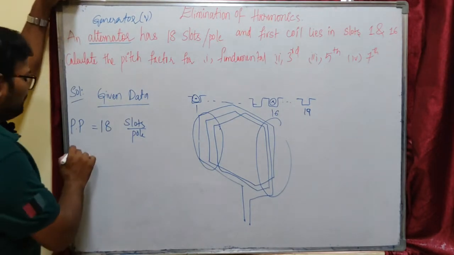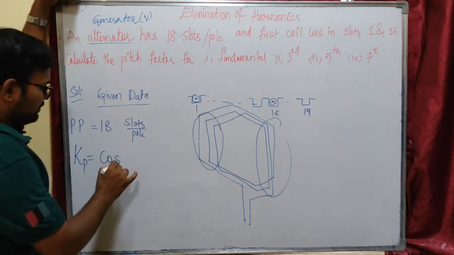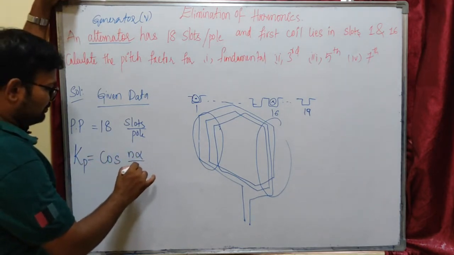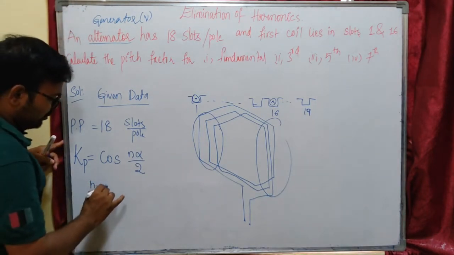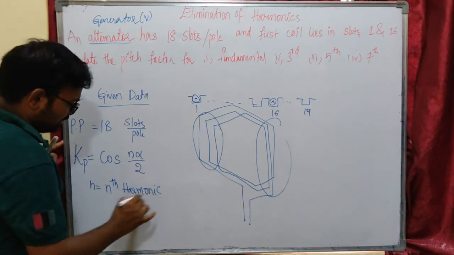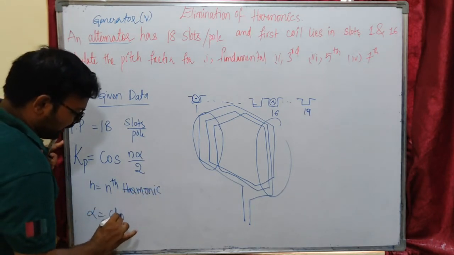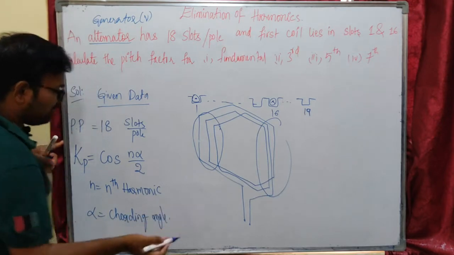Then we have to calculate the pitch factor, Kp. We know that pitch factor Kp is nothing but cos of n times alpha by 2. This is the actual pitch factor value. Here n is the nth harmonic, and alpha is the chording angle.